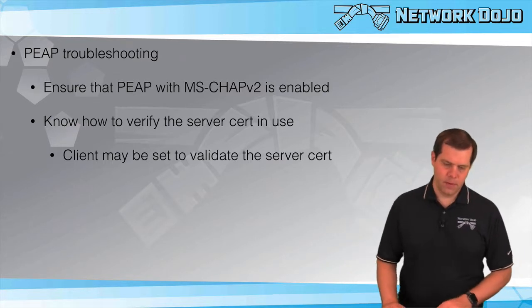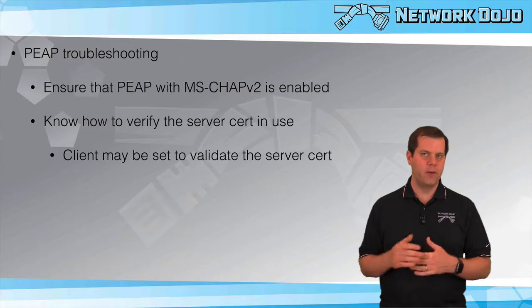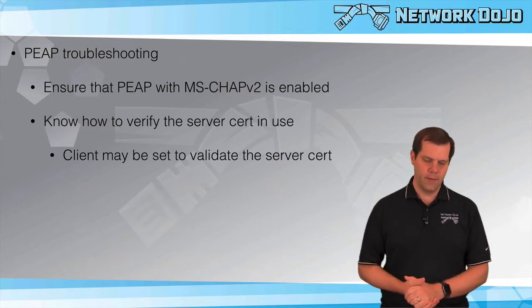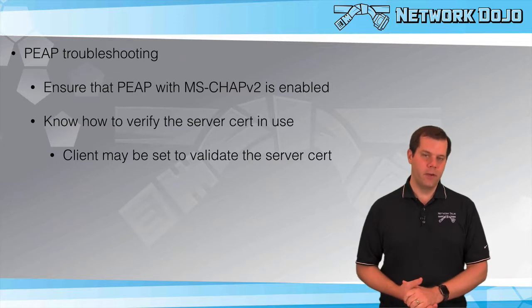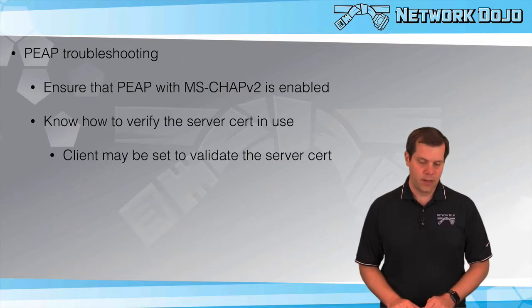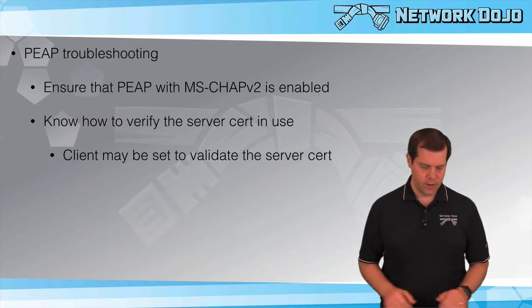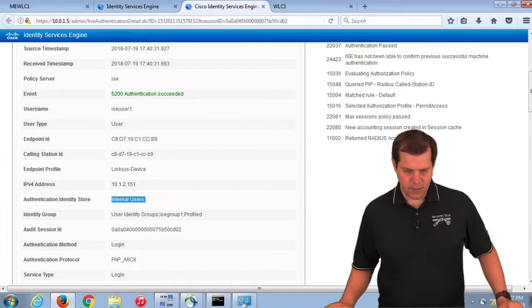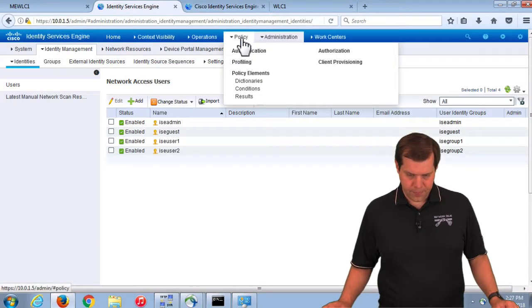When we use PEAP, ensure that PEAP with MS-CHAPv2 is enabled. Again, MS-CHAPv2 is always the inner method that we use for everything. Make sure that we know how to verify which server cert is in use, because the client might be configured to look for a particular server certificate, or that it's signed by a particular CA that it trusts.